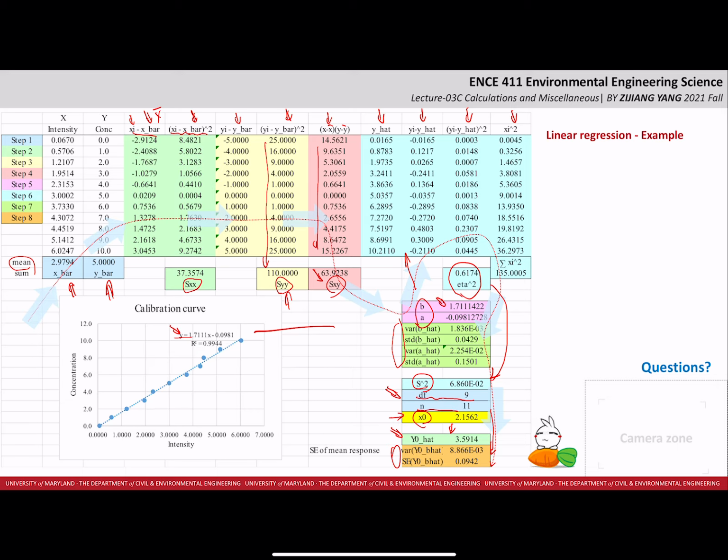And you also mentioned significant figures. So in this calculation, I didn't care about significant figures because it doesn't matter during the calculation, but when I report the data, say if I report this one, I will round this to the correct significant figures. So do you guys have more questions? Okay.